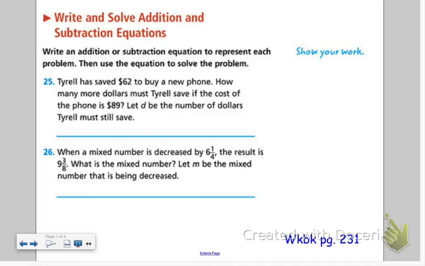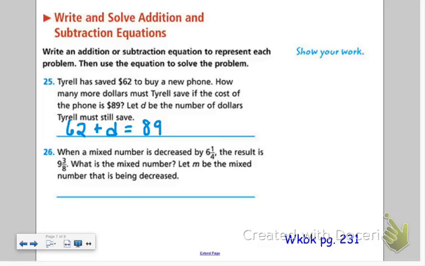Okay. Now we're going to write an addition or subtraction equation to represent each problem on page 231, and we'll use our equation to solve the problem. Tyrell has $62 to buy a new phone. How many more dollars must Tyrell save if the cost of the phone is $89? Let D be the number of dollars that Tyrell must still save. Okay, so it sounds like he's starting with $62, and we need to add more dollars in to get our total of $89. So I have an addition equation here.